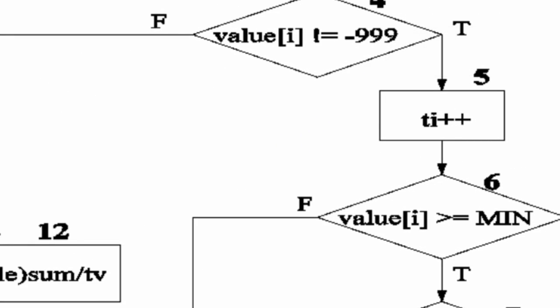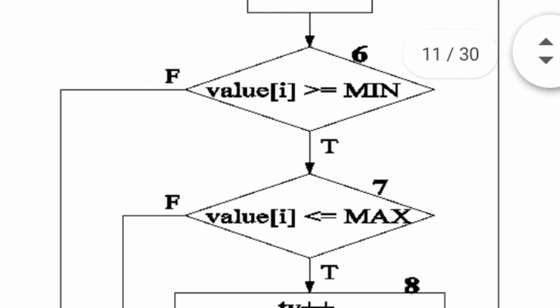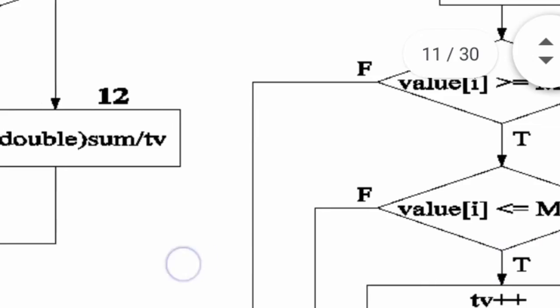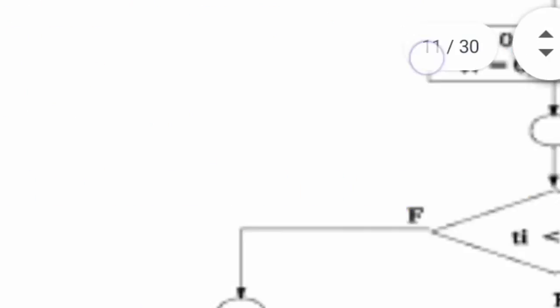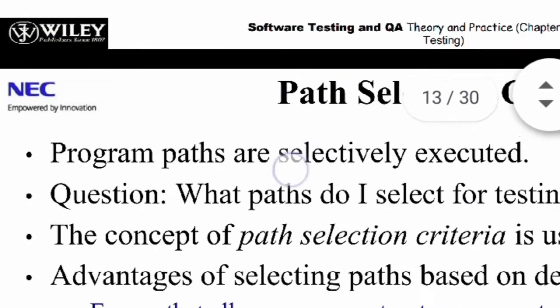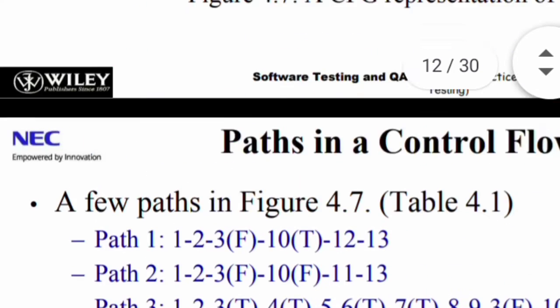If true, the value of i is compared again to not equals to minus 999 or not. If it is true, it is incremented. Again another condition is checked. If it is true, another condition of value of i is less than or equals to max. If it is true, tv plus plus, sum equals sum plus value, the value is returned. If false, what happens? Similarly, in this statement also, if this condition... wait a minute.